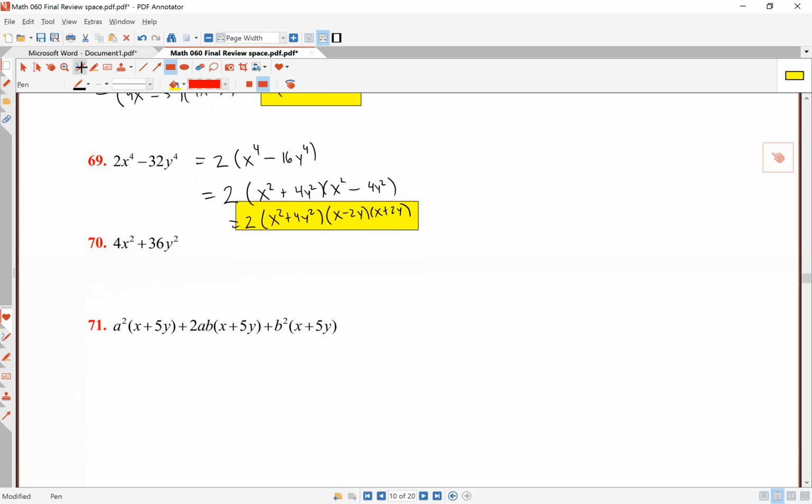Number 70. This is not prime because I can take out a 4, but then what remains is prime because it's a sum of 2 squares.